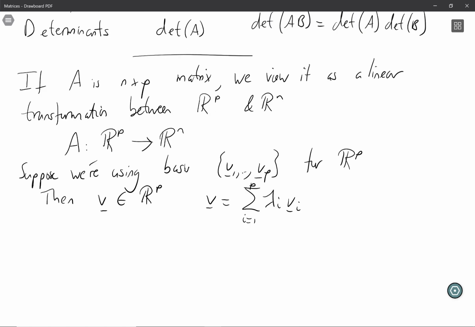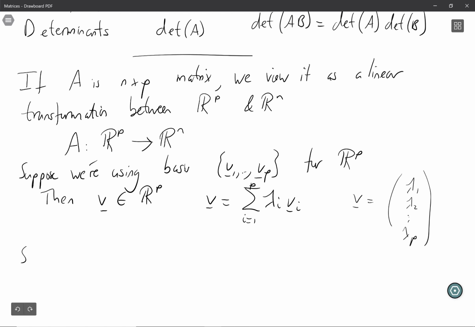So if we're going to write V as a vector of coordinates with respect to this basis, we'd write that V is lambda 1, lambda 2 down to lambda p. Okay, so that's the vector V represented in coordinates relative to this basis V1 up to VP.